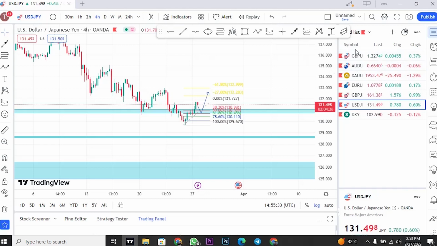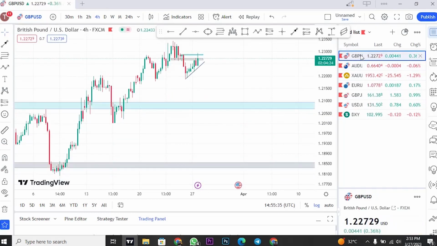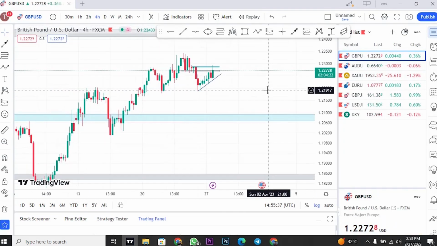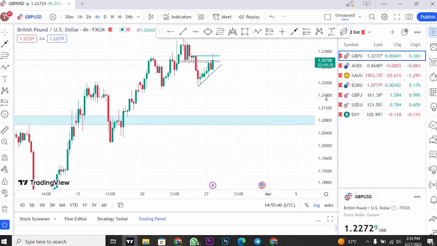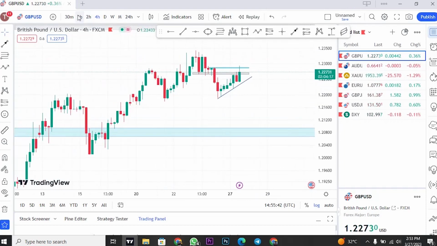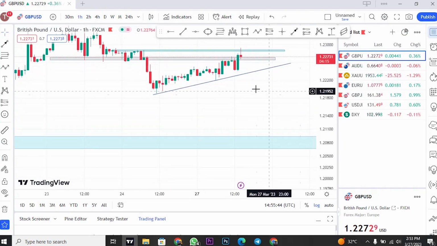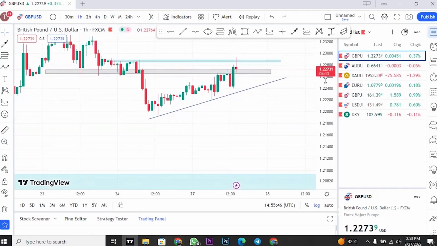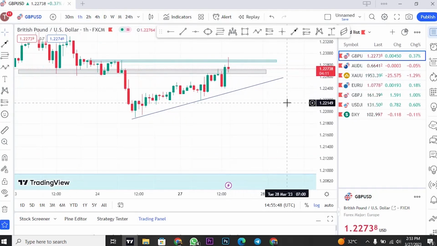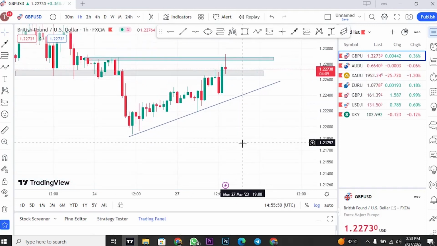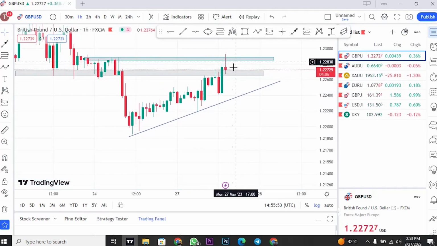But on GBPUSD, currently I just want this candle to close. Now we have 4 minutes 11 seconds left. I just want this candle to close and then give me a very nice confirmation for a push to the downside.